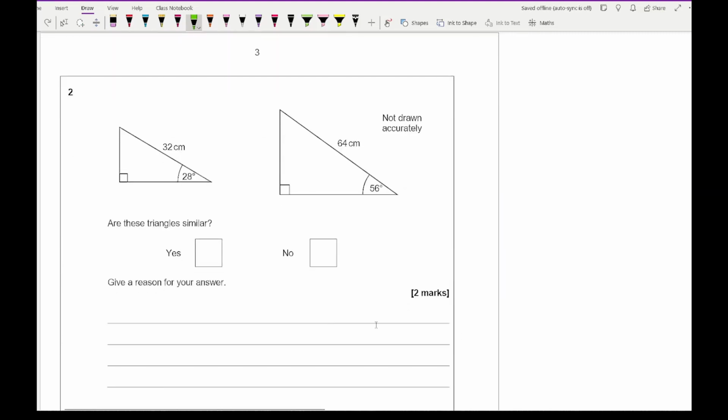Then moving on to question 2, it says, are these triangles similar? I can see straight away that they are not going to be similar because the internal angles are different.